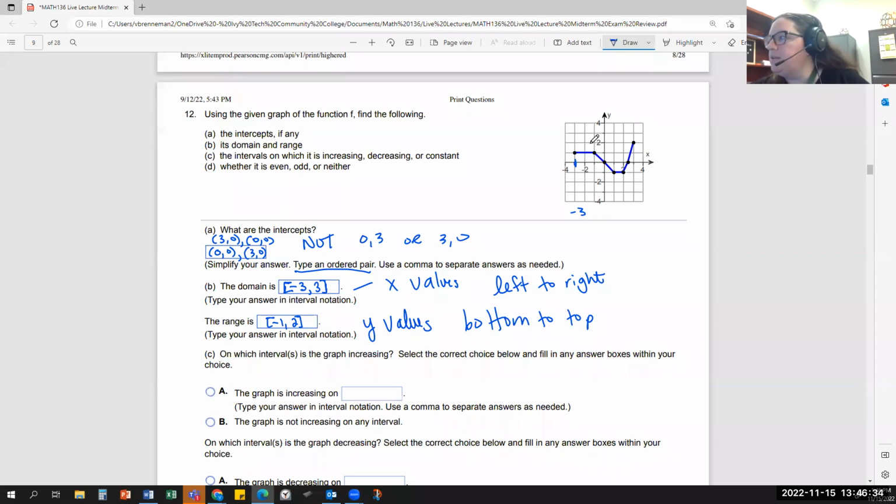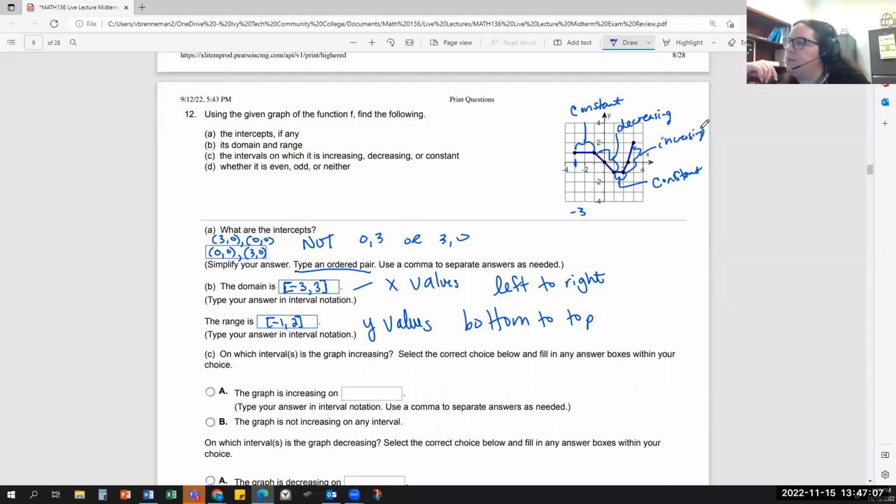So the first step is just being able to identify the pieces. I think that's the easy part. The hard part is getting the right notation. We have this piece of the graph here where it's constant. Then this next piece, it is decreasing. Then we have a little piece where it is constant again. And then the last piece, it's increasing.